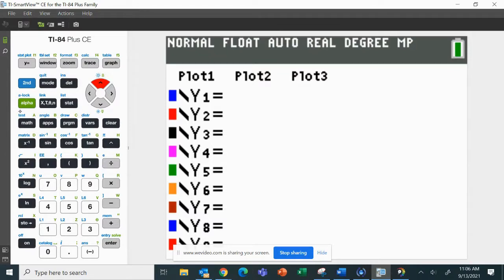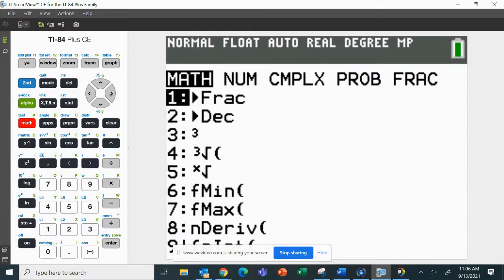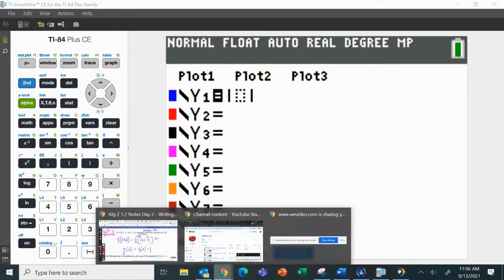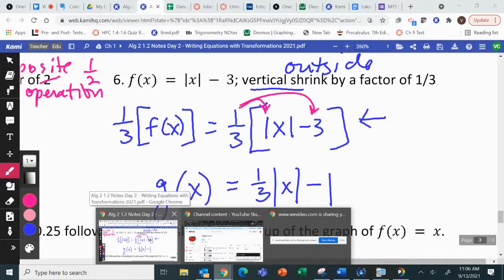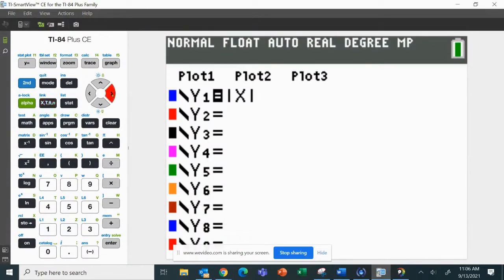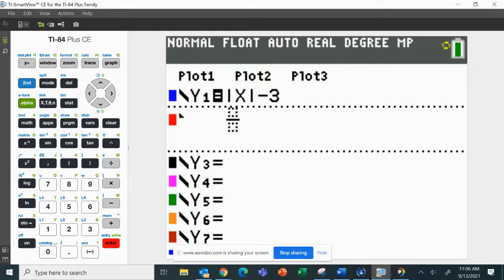To get a fraction, well, I don't need the fraction yet. I'll tell you in a second. Let me get my first. What was it? Absolute value, I forgot. X minus 3. Okay. So to get a fraction, if you have the newer calculators, alpha y equals enter will give you the little fraction. Otherwise, you just have to put your fraction in an extra set of parentheses.